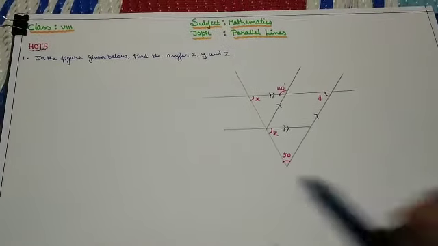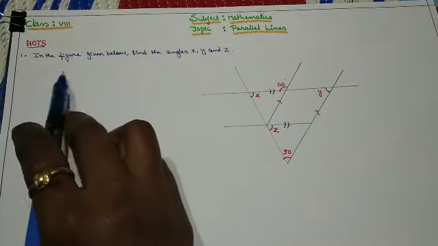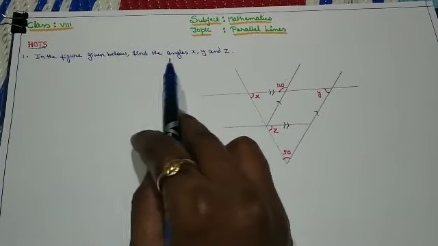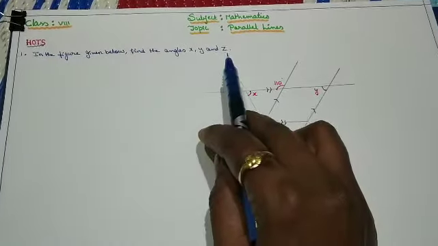Namaste. Today we are going to solve Hart's questions from the chapter Parallel Lines. So first question given. In the figure given below, find the value of x, y and z.